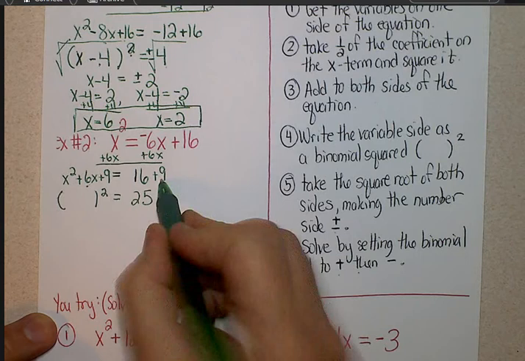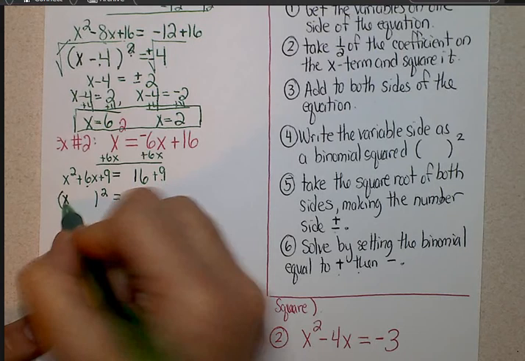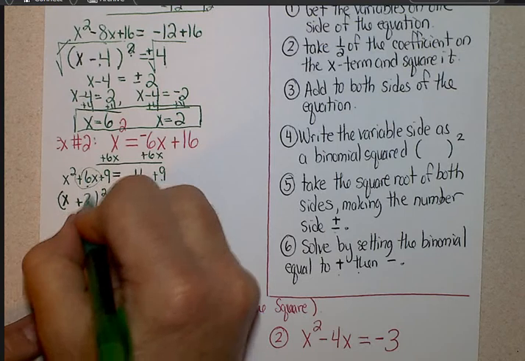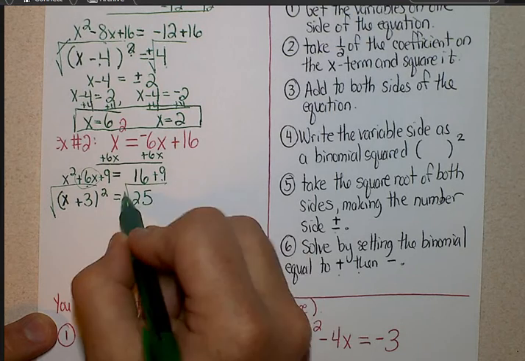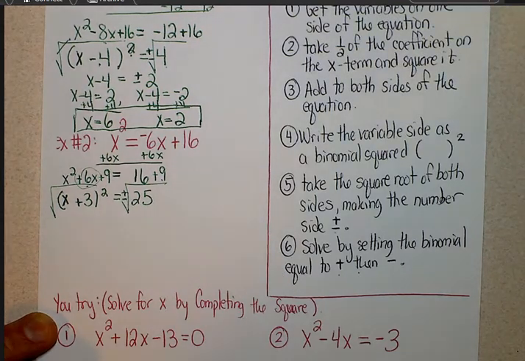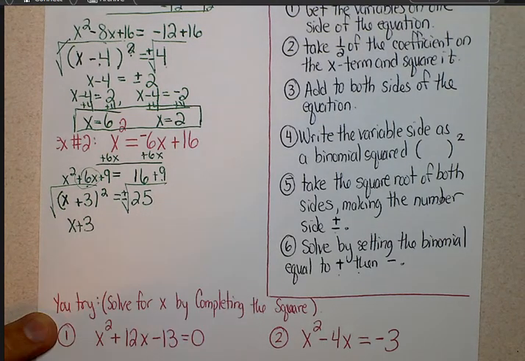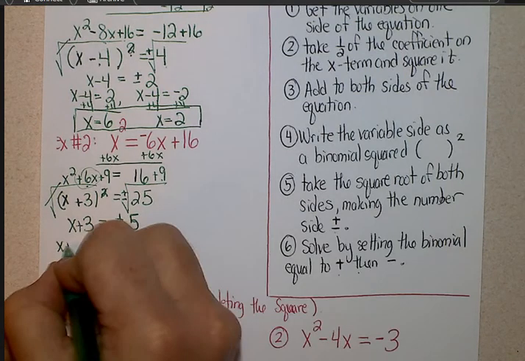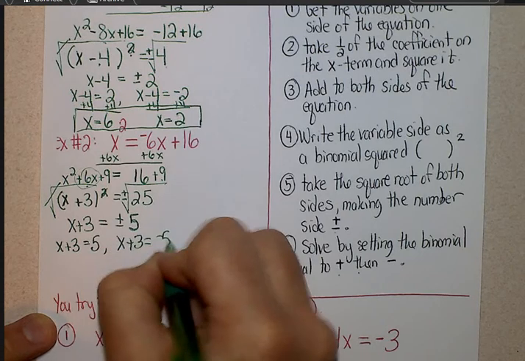That's 16 and 9. The binomial is going to be, from x squared, it drops down to x, and it's exactly what half of this middle number was, which is a positive 3. There it is. Next step is I want to get rid of that squared, so I'm going to square root both sides. Remembering when I square root the number side, I'm going to put plus and minus in front. When I square root something squared, I just get what's underneath the radical because the square root and the square cancel because they're inverses, equals plus or minus the square root of 25, which is 5. Take your binomial and set it equal to the positive answer. Take your binomial and set it equal to the negative answer and solve.